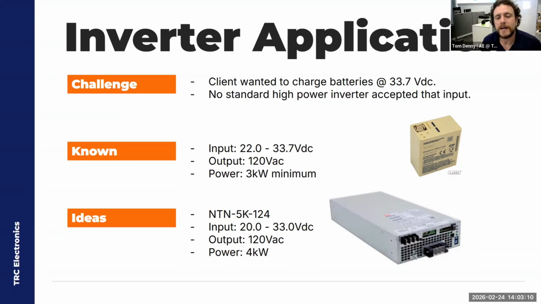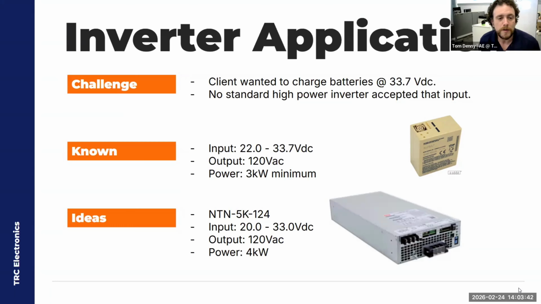Sure. So this client was using a pretty standard military battery that you see there in tan, and they wanted to charge them at the maximum voltage allowed by the battery, which was 33.7 volts, to get the maximum amount of power out of the batteries. The problem is that most 24-volt inverters can't accept a voltage that high. No standard off-the-shelf inverter they could find was able to do it.